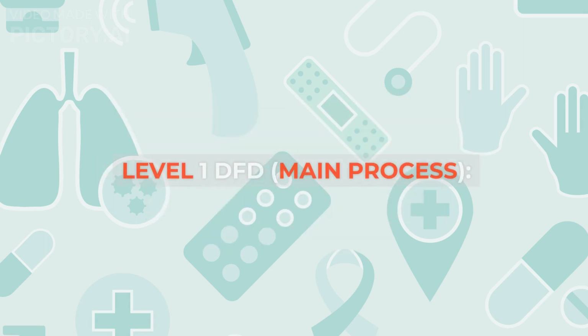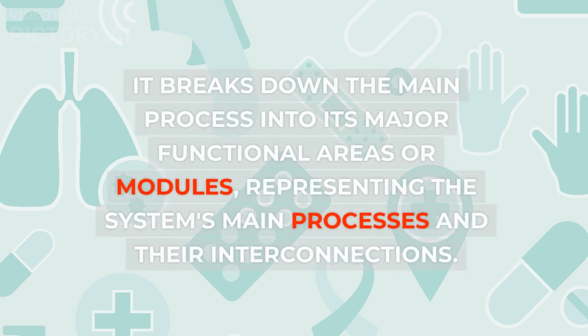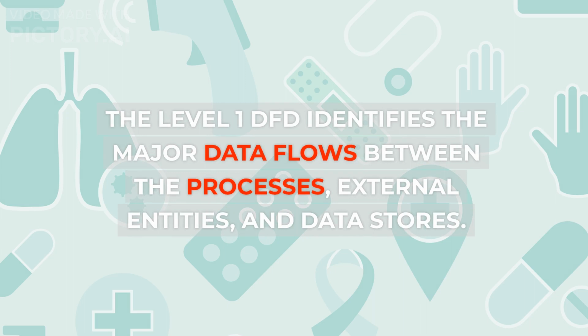2. Level 1 DFD, Main Process. The Level 1 DFD expands on the Level 0 DFD and decomposes the main process into more detailed subprocesses. It breaks down the main process into its major functional areas or modules, representing the system's main processes and their interconnections. The Level 1 DFD identifies the major data flows between the processes, external entities, and data stores.